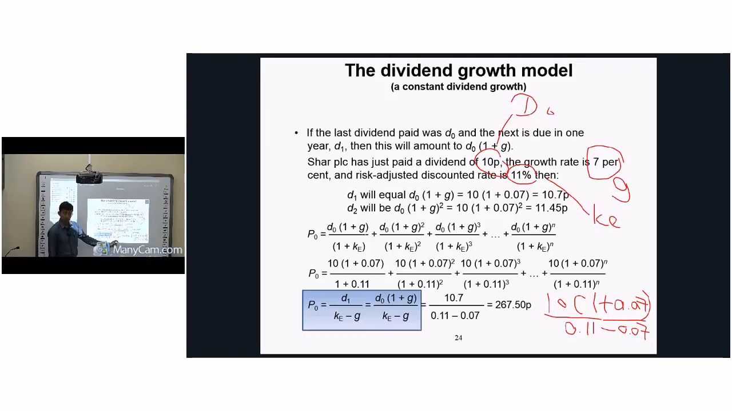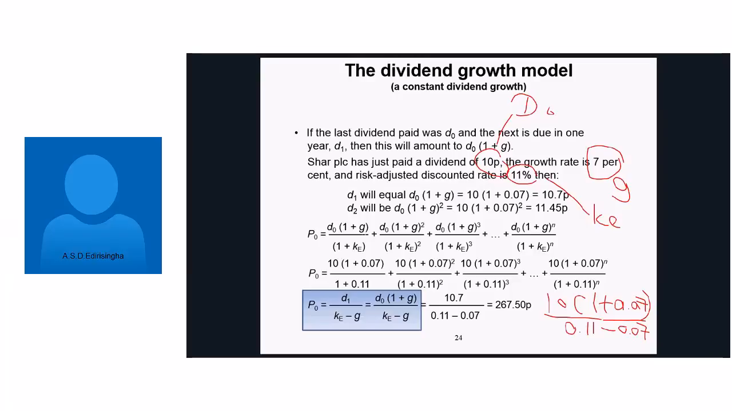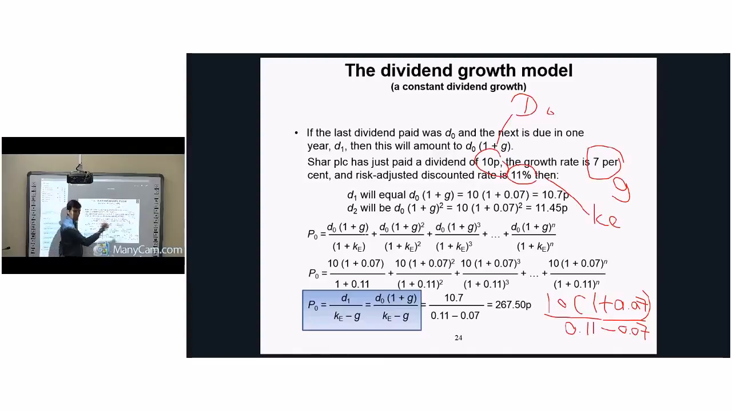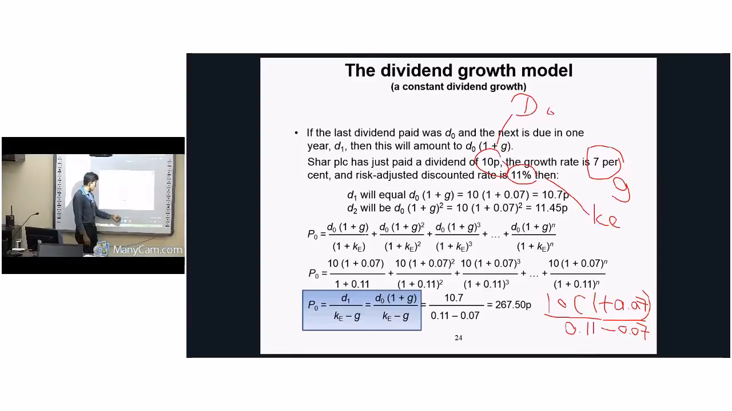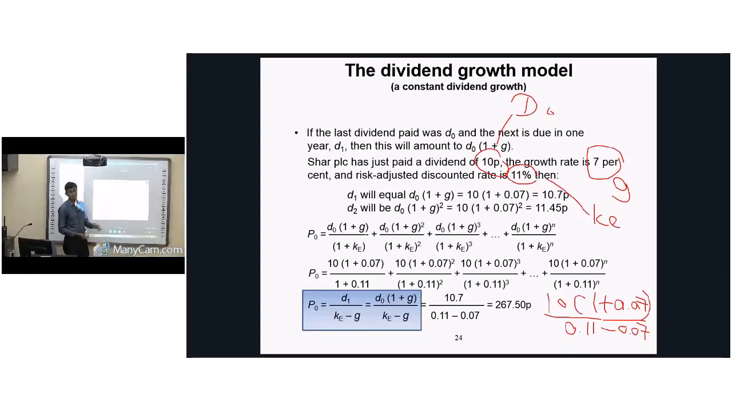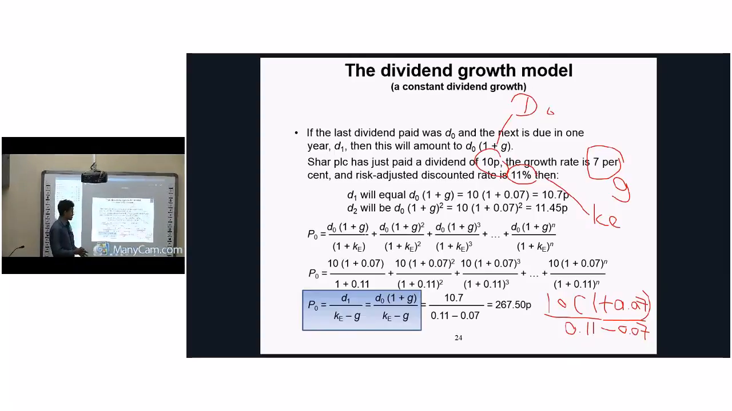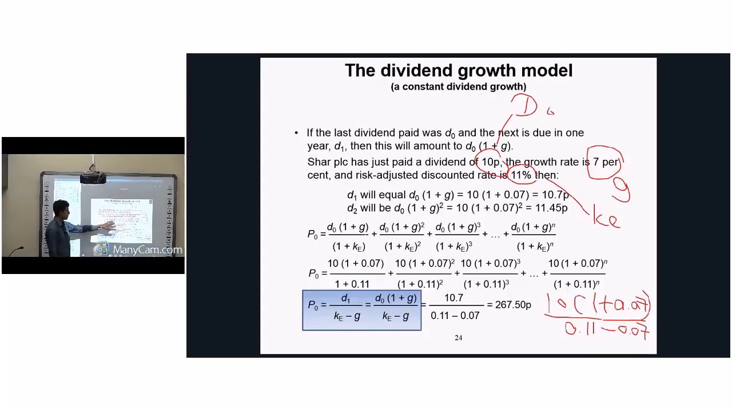1 year means D1. Basically we take the dividend in 1 year's time. Today is 10 pence, so the dividend in 1 year's time would be with the growth rate. So it's going to be 10.7. So in this way, we can easily calculate the value of the firm by applying this formula. You don't need to go into the detail of year 1, year 2, year 3 and do it for infinity and discount it. Everything will be captured by using this formula.